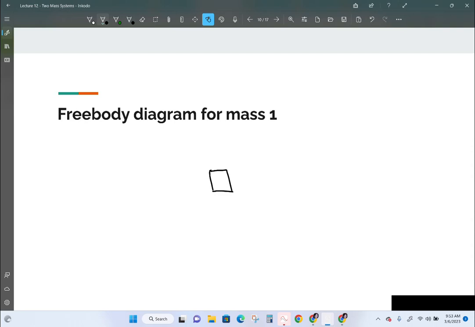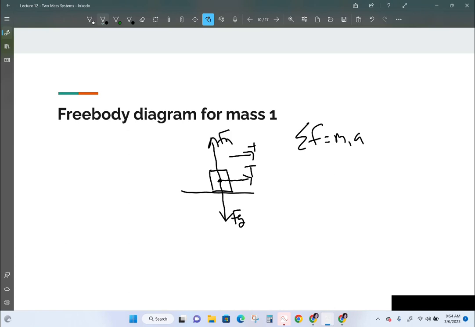So mass 1 is actually sitting on a table. I'm going to draw the table in there. It has some weight, but the weight is being balanced by the normal force, so we don't really need to worry about that. These are canceling each other out, and the only force that's causing motion in the x direction is the tension. So the only force that makes mass 1 accelerate is tension.